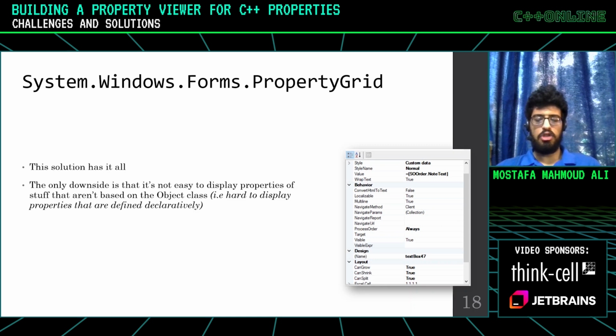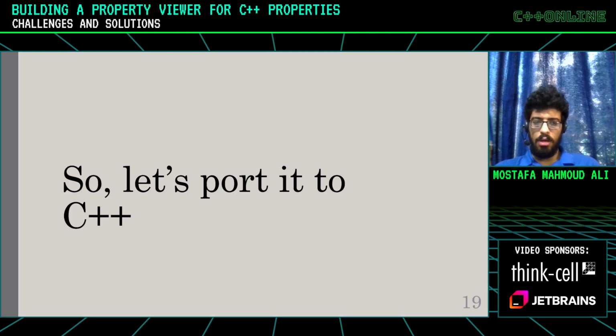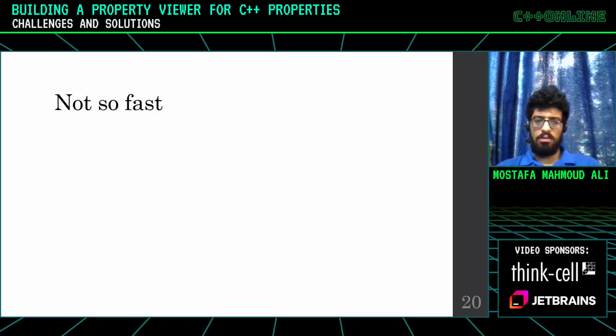The only exception is that it's not easy to display properties of stuff that aren't based on QObjects, on the object class. So displaying dynamic properties, for example, external user properties defined in a JSON file, wouldn't be easy. Based on this, my logic was, okay, maybe I should just port this solution as it is to C++. But sadly, it's never that easy.